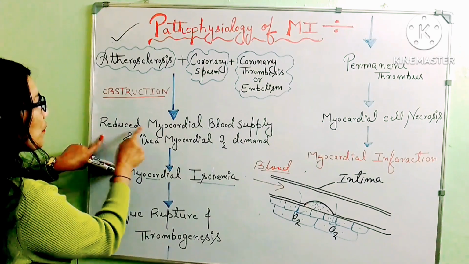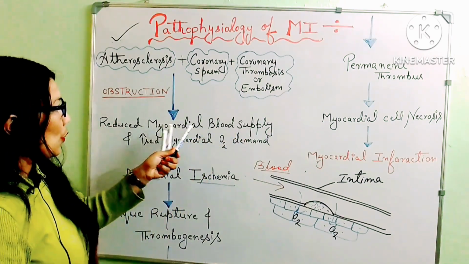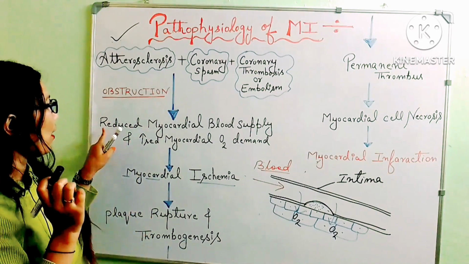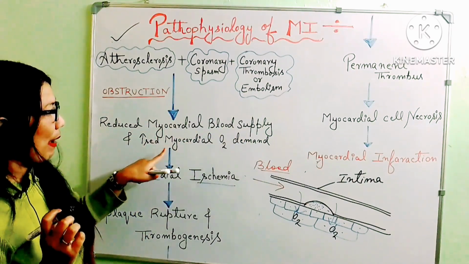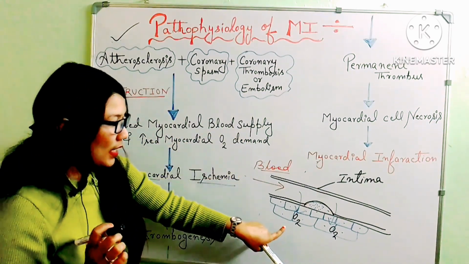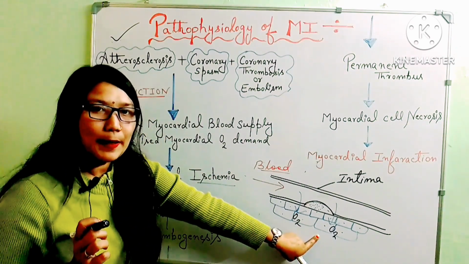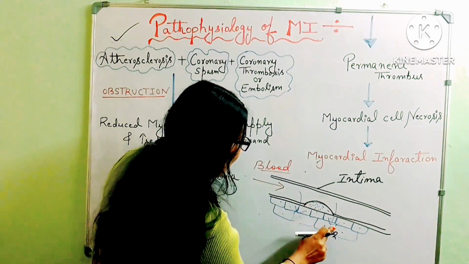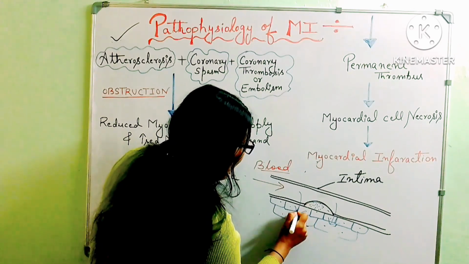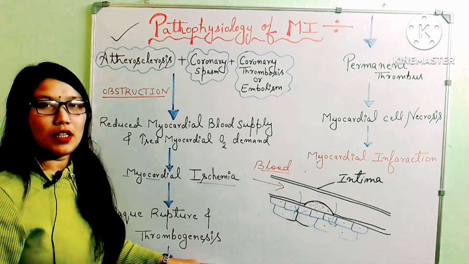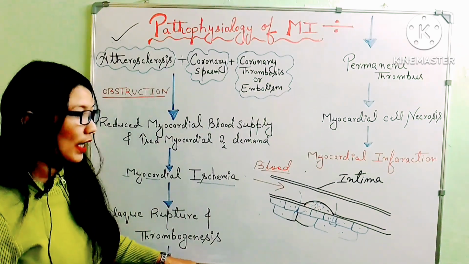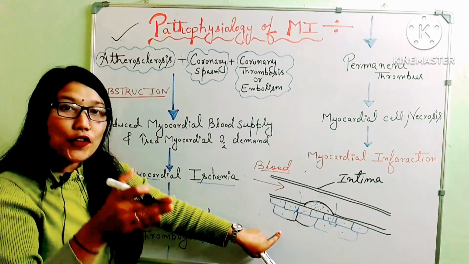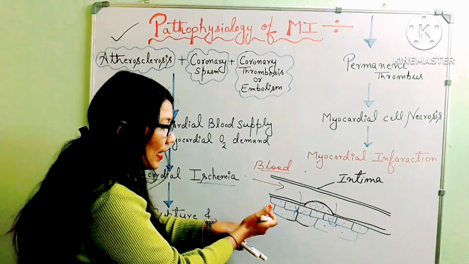So what will happen? Reduced myocardial blood supply. Due to the obstruction from atheroma formation, the blood will not be able to flow properly, and myocardial oxygen demand increases. The myocardial cells and tissue which were getting oxygen properly will now be deprived of oxygen because of atheroma formation, and for their functioning they need a lot of oxygen. Even the heart itself needs a blood supply for its normal functioning. So the oxygen demand in the cardiac myocytes will increase.